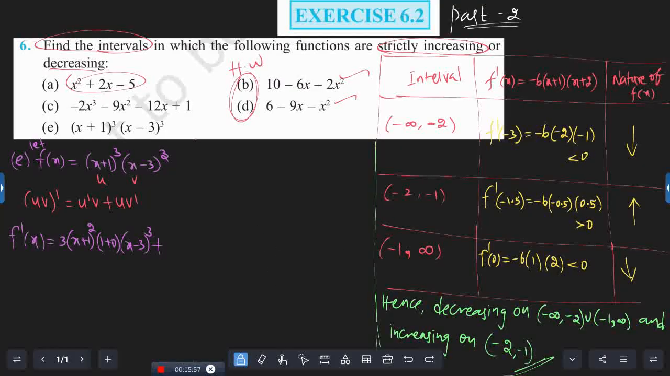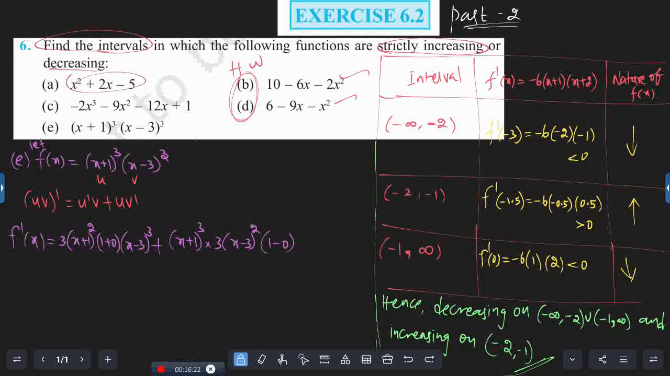The continuation: u v dash. So u you should write as it is, that means (x plus 1) whole cube, into v dash, this one you have to differentiate. So 3 will come down, (x minus 3) whole power 2. Now x minus 3 when you differentiate, x derivative 1, minus 3 derivative 0. That's it.